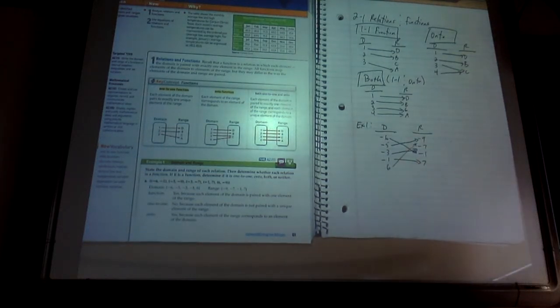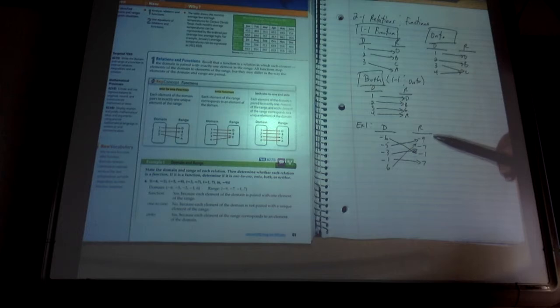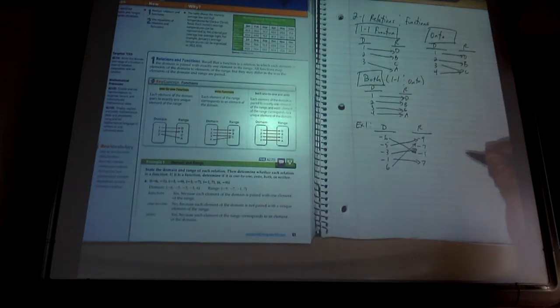Now, if you learned anything about the last one, you saw that when I had two different x values go to the same y, it wasn't 1 to 1. Each x doesn't have a unique y. So this is not 1 to 1. Now, this is a function. So when we did this a few weeks ago in chapter 1 about functions and relations, this is a function.